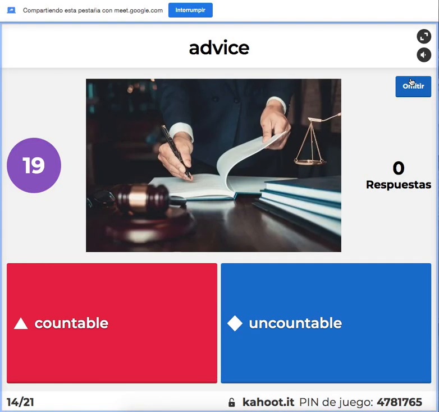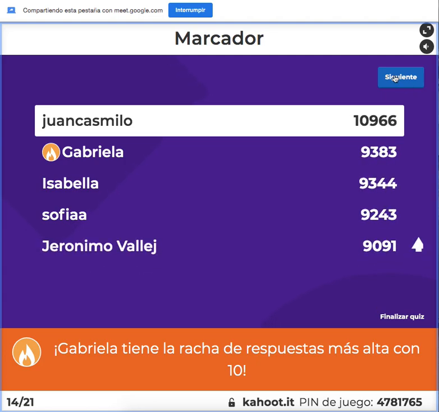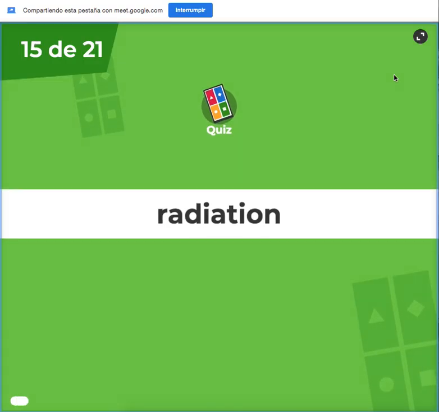Advice. Think about this. Advice. General concept. Can you count this? Can you count an advice? Very good. Advice, non-countable. Uncountable thing. Let's continue. The next one.